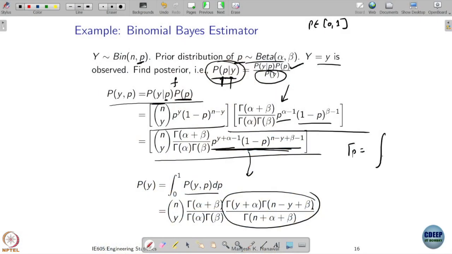Okay? So can you tell me what is the gamma p definition? Integration 0 to 1? X to the power p minus 1. Yeah, we have to write a gamma.